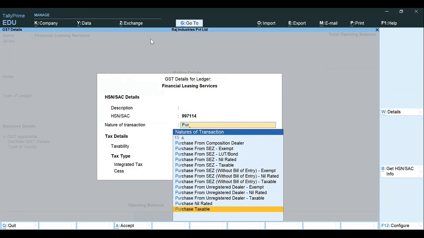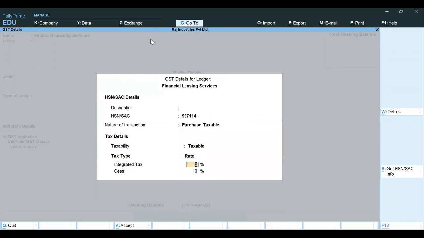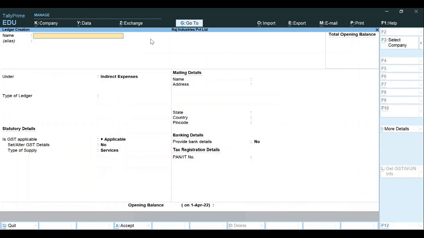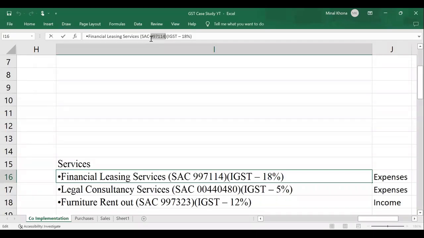So this is going to be purchase taxable, which is 18%. So these are the changes which you should be making or which you should be considering while you are creating your service ledger. Type of supply is services. So one ledger which we have created with respect to indirect expenses is saying that I am purchasing the services within the state.